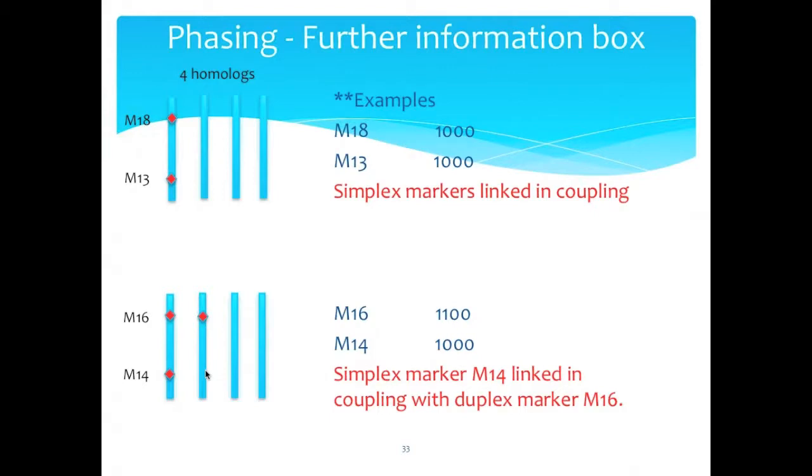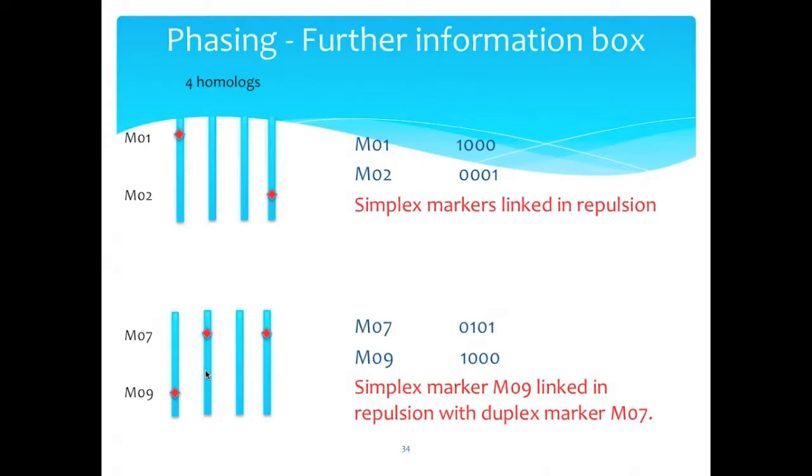For example, if you find the codes in the first picture like 1000 and 100, these codes correspond to the left side picture. As you can see, 2 markers are on the same chromosome. So I can conclude that the 2 simplex markers are linked in coupling. And if you find the codes in the second picture, like 1100 and 1000, these correspond to the left side picture, and I can conclude that the simplex marker is linked in coupling with the duplex marker. And this picture shows the repulsion phase.